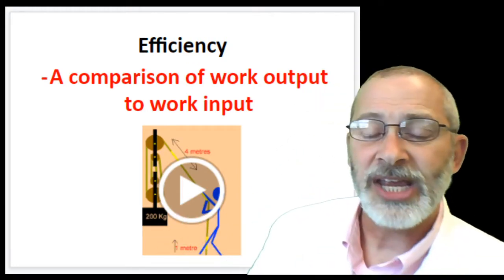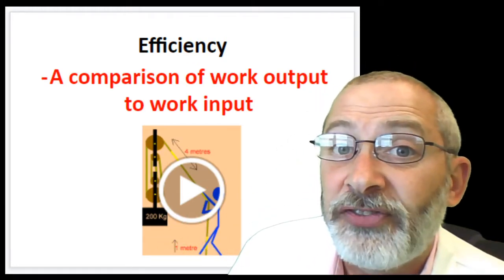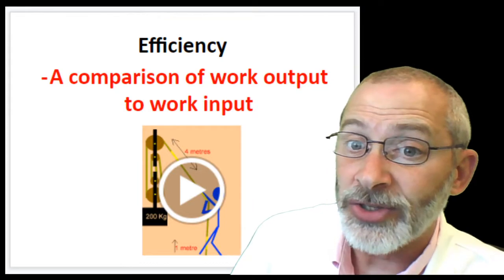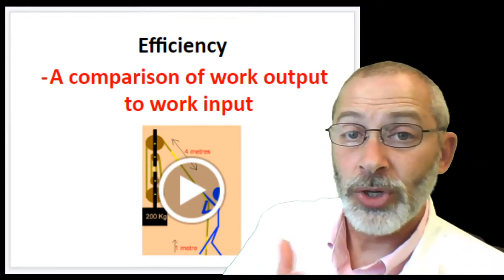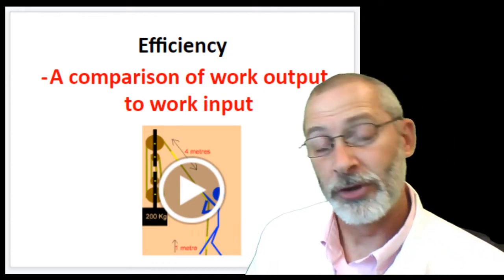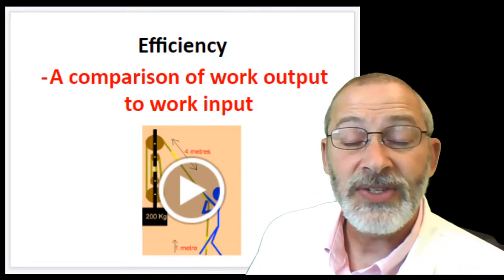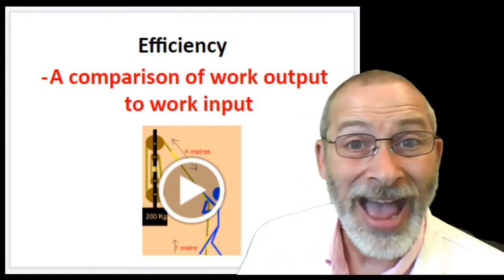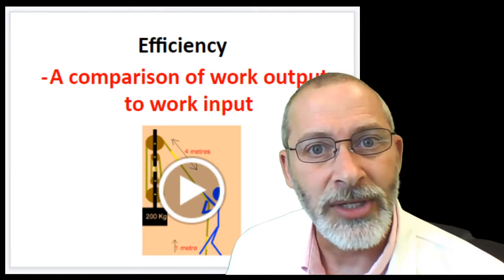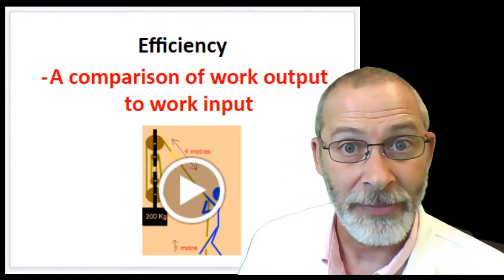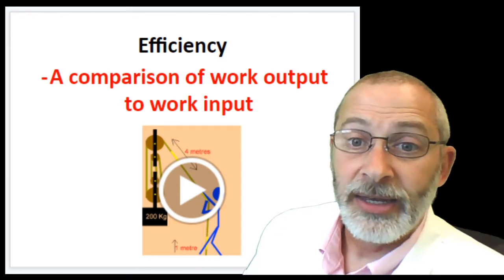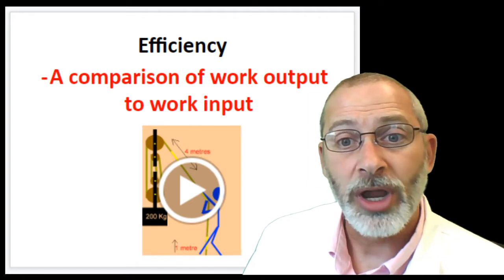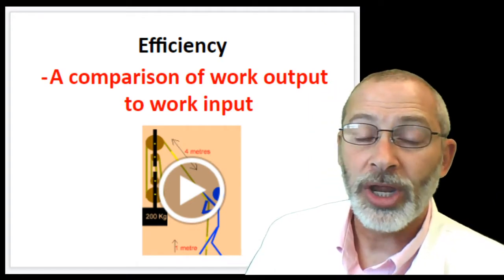So we've got to understand this concept of efficiency to get a better idea of how we can use machines to our advantage. So let's talk about efficiency here for a moment. Efficiency is a comparison. Now, in math class, when you think of comparisons, you might think of fractions mathematically. That would be a good thing. It is a ratio. Efficiency is a comparison of work output to work input.